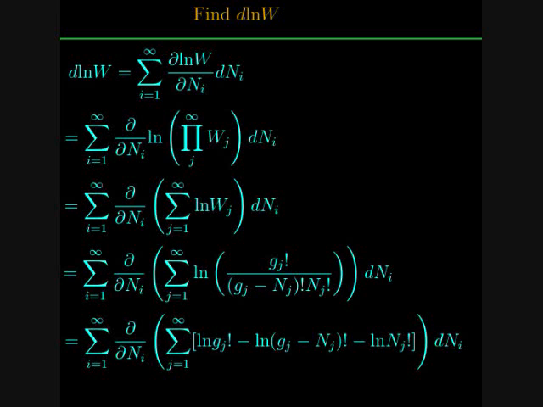Now let's find the differential of the natural log of W. By definition, the differential of a function is the sum over the derivatives of the function with respect to the independent variables times the differential in the independent variables. W is the product of W sub j's. The natural log of a product of factors is the sum of the natural log of the factors. Replace W sub j with the expression we just derived for W sub j. Use the product rule of logs.